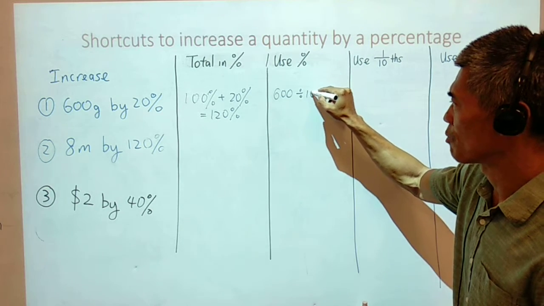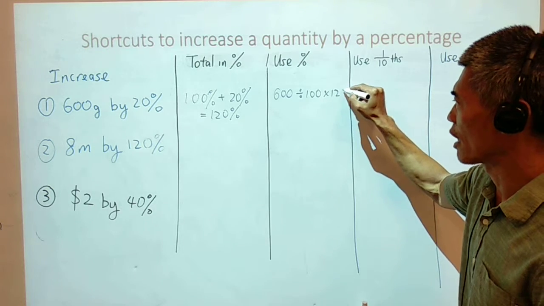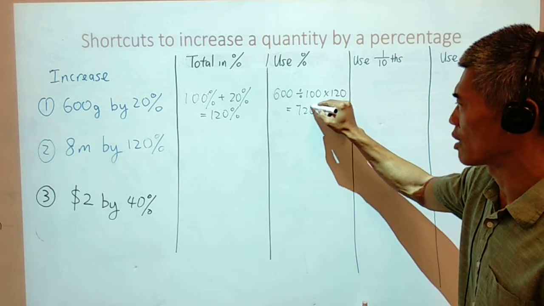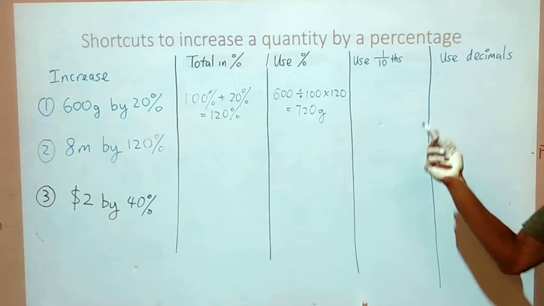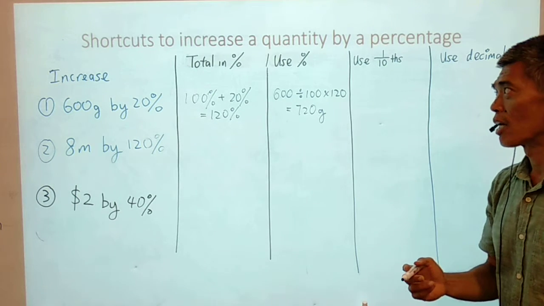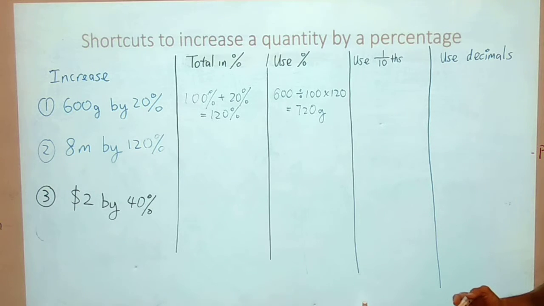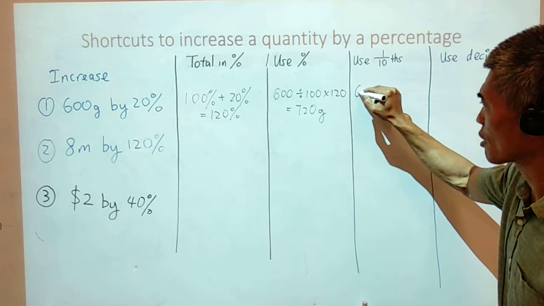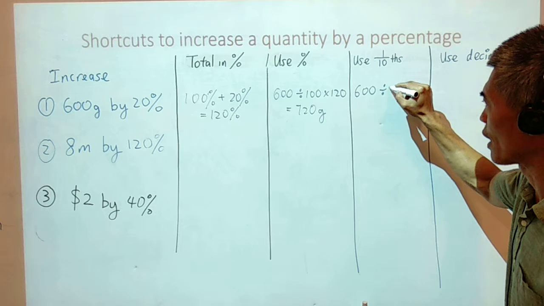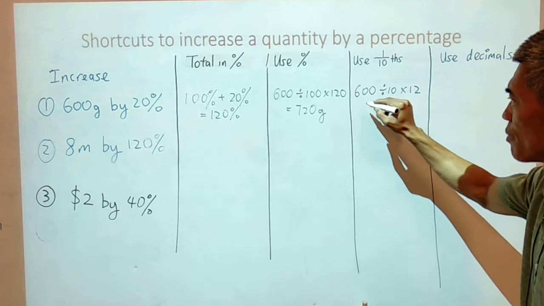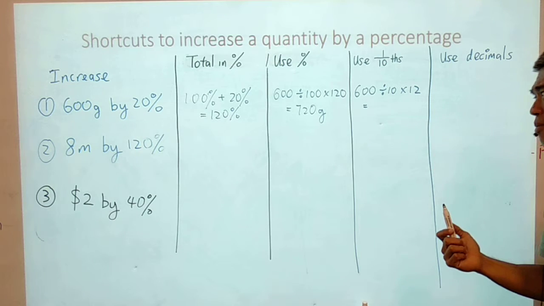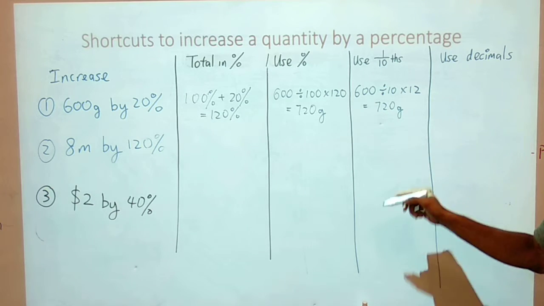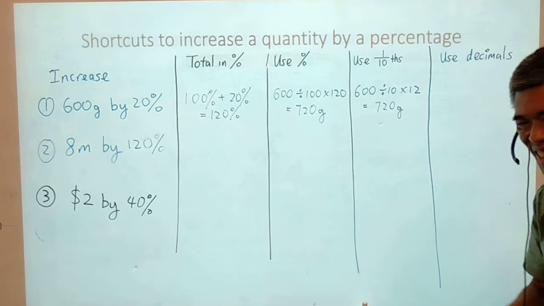If you're going to use percentages to calculate, you're going to divide 600 by 100, and then multiply that by 120. That gives you 720 grams. On the other hand, if you know that 120% is actually 12 over 10, then all you have to do is take 600 divided by 10 times 12, which is slightly shorter, so that will also give you 720 grams. It means you key in 1 less digit into the calculator.